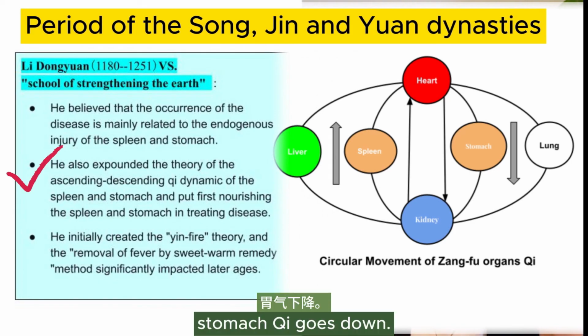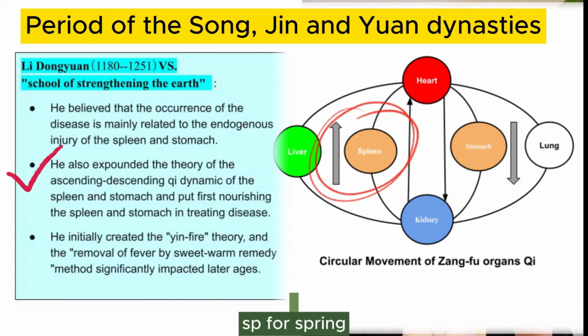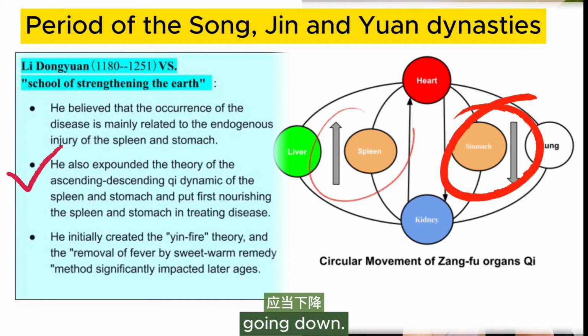Another philosophy or idea provided by Li Dongyuan is that he thinks the spleen, SP for spleen, qi goes up, stomach qi goes down. There's a qi circulation. Qi, circular movement of the Zang-fu organs qi. It's a circular movement. Some organs, like here we say spleen, the qi should go up, and the stomach qi going down.